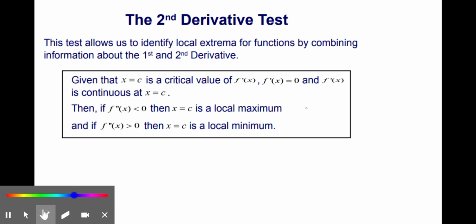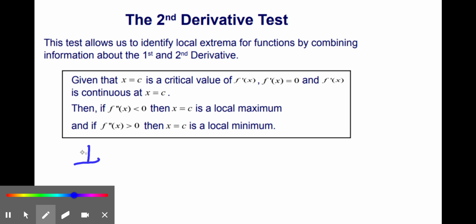Now, the second derivative tells you about the concavity of the graph, whether the graph is concave up or concave down. The second derivative test says that you can use the concavity of the graph to determine whether or not the function has a local min or a local max at a critical number. Here's how it works. It's actually a pretty simple concept when you see it in front of you.